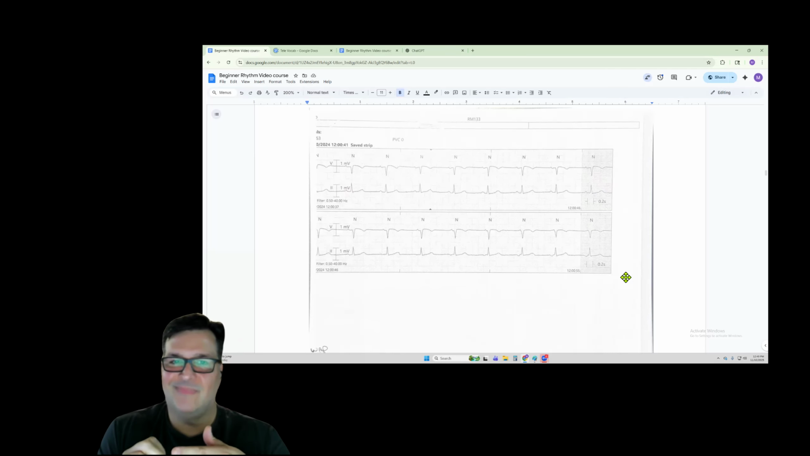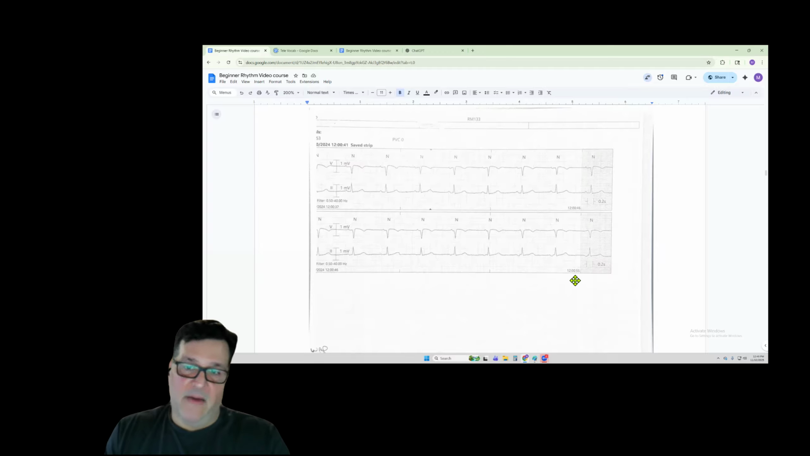That makes sense. So then you have wandering atrial pacemaker. Instead of just 2 P waves with an atrial ectopic, you now have 3 or more.